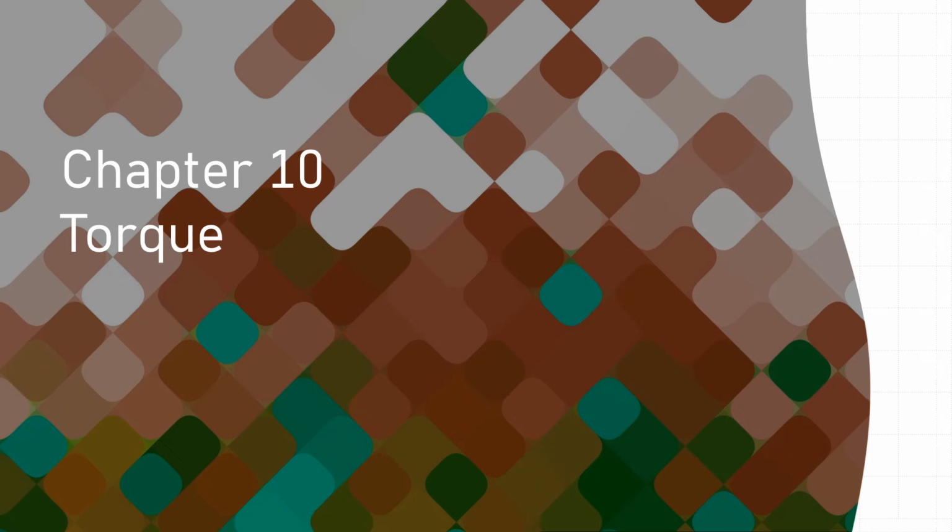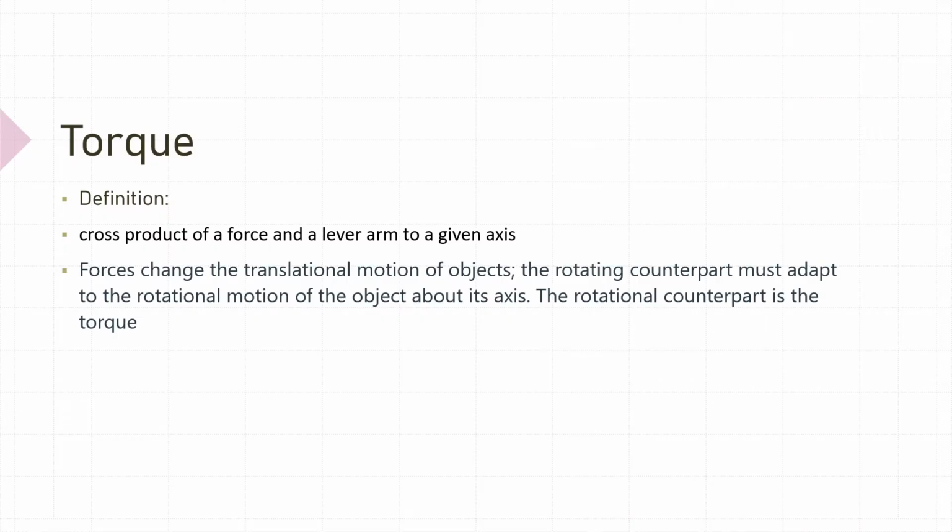Chapter 10 Torque. This is a short presentation. Torque. Definition. Cross product of a force and a lever arm to a given axis.